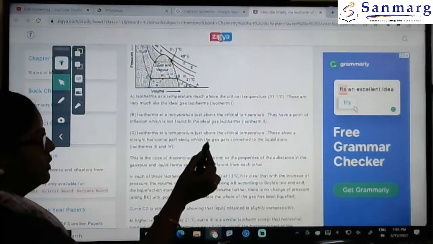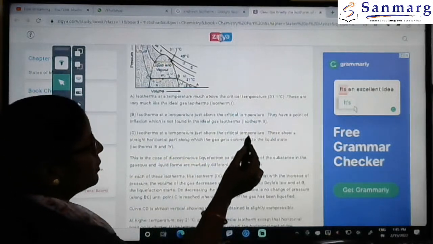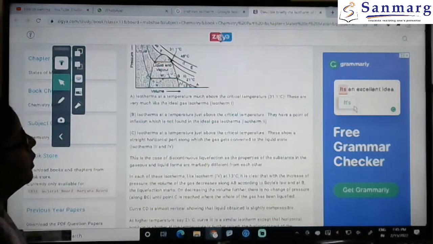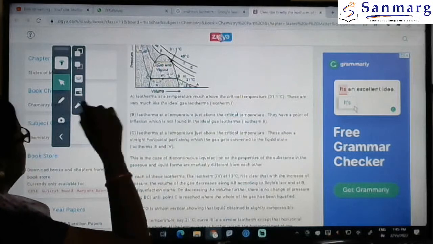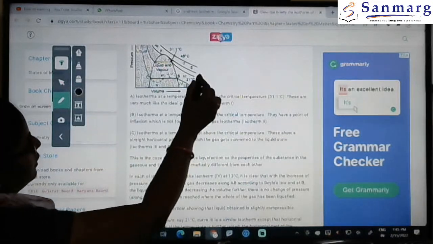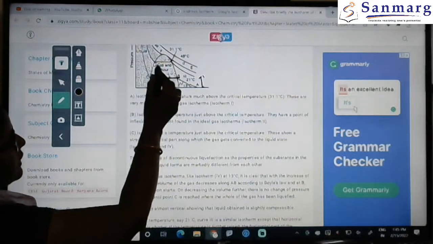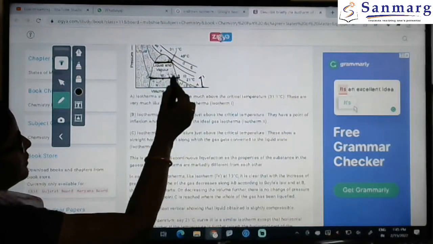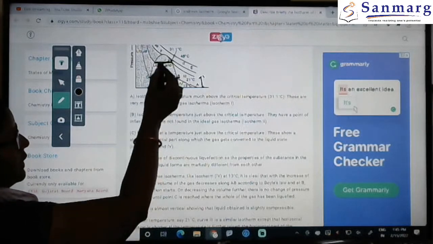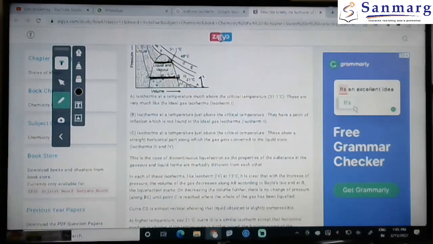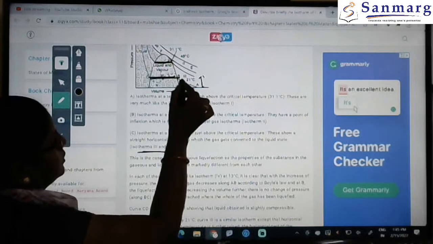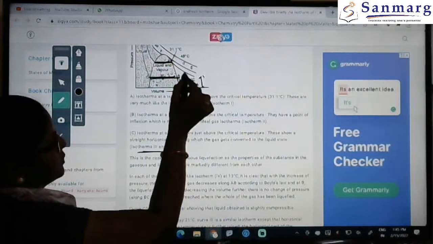Then the third type of isotherm, at a temperature just above the critical temperature, shows a horizontal part. See here, look at these two: here you get a horizontal line. You can see two lines, a straight, horizontal path. So these are the third and fourth isotherms.